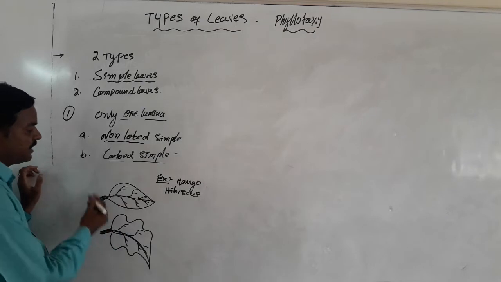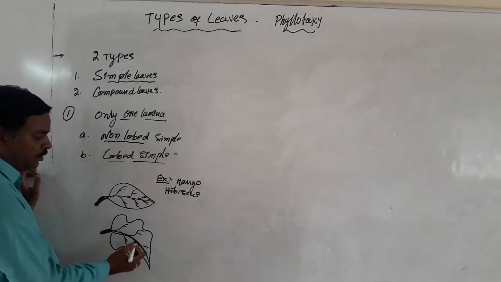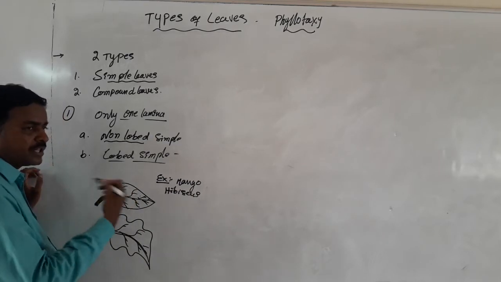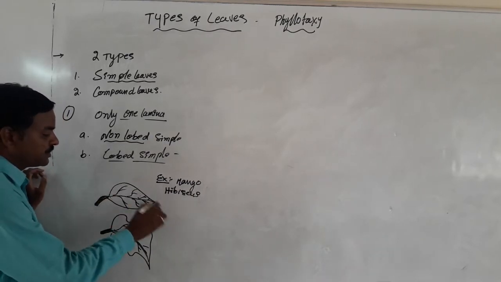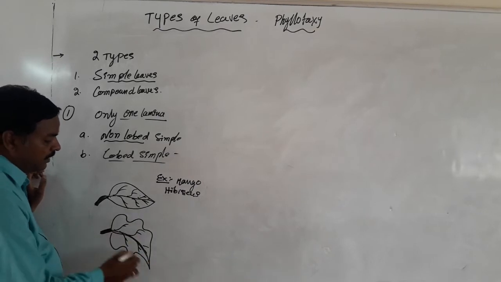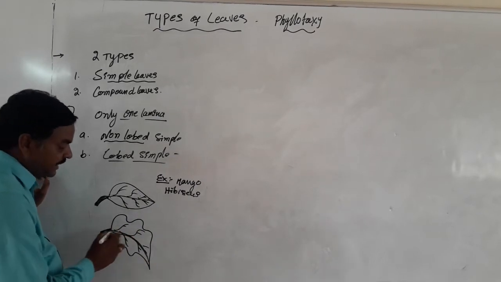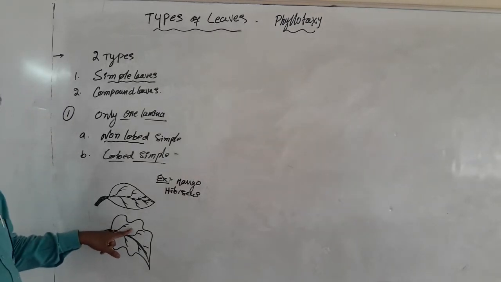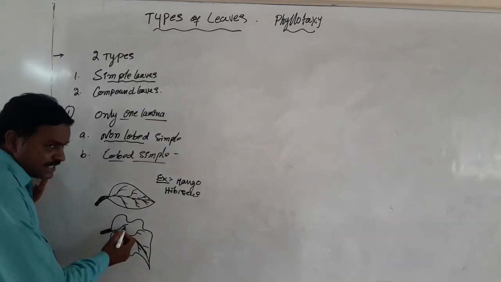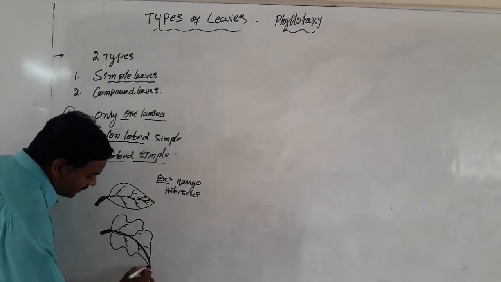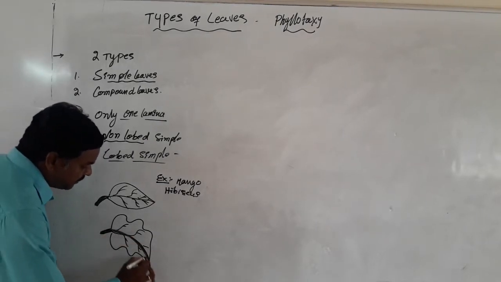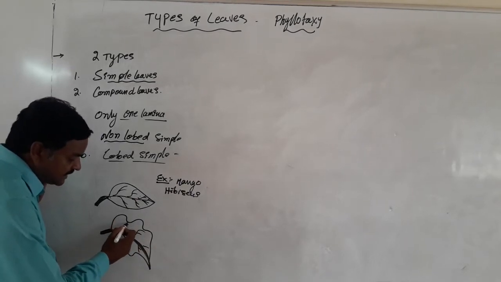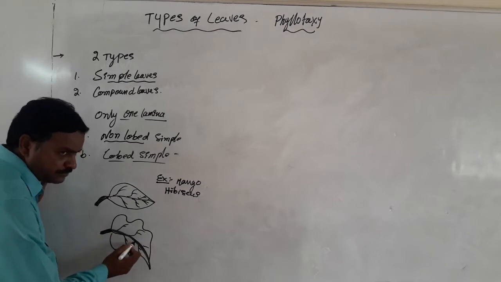But what is the difference between this non-lobed simple leaf and lobed simple leaf? In a non-lobed simple leaf, incisions or lobes are completely absent. The margin is smooth. But here, the margin is incised. The leaf lamina is incised, but these incisions do not touch the midrib. This is the midrib. This is one incision and this is one incision. These incisions do not touch the midrib.